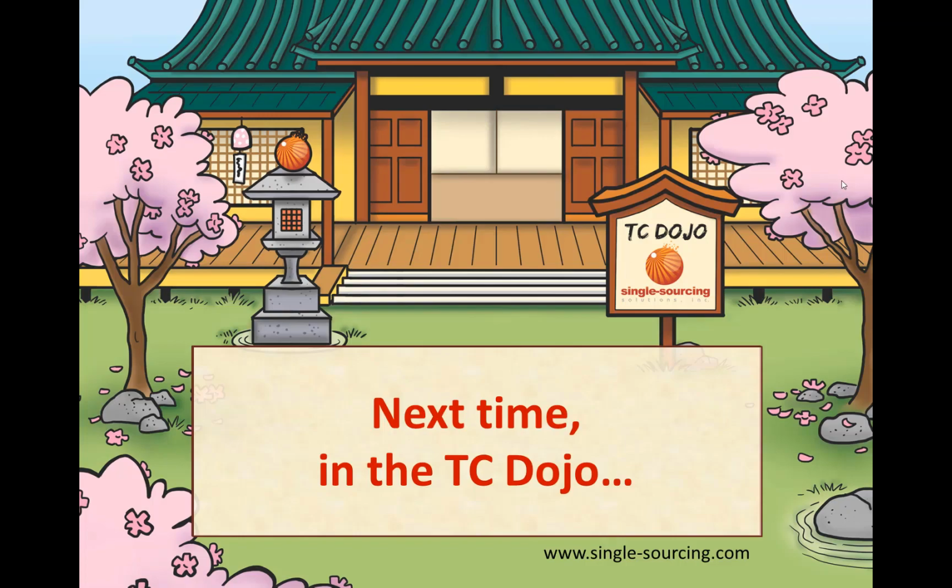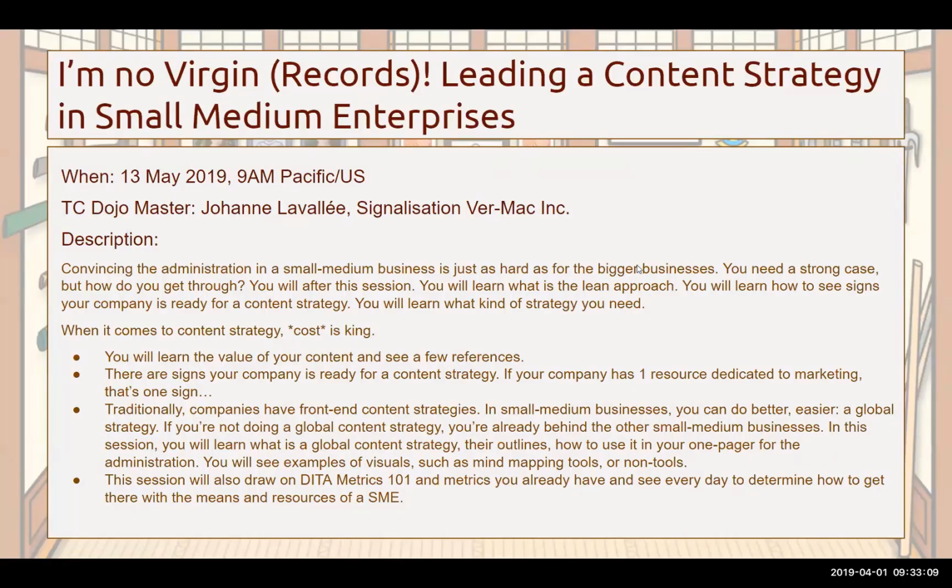Next time in the TC Dojo, we have content strategy. Johanna Lavallée from Signalisation Vermac in Montreal is going to do a short version of the presentation she gave at LavaCon last year. And she's going to talk about how you make that business case, right? Because cost matters. It's not just content. And, even if you have one resource, you can help figure out what your metrics are. You can help argue this business case to management so that you can have both time to do what you need to do, as well as learn and train and get budget for what you want to happen.